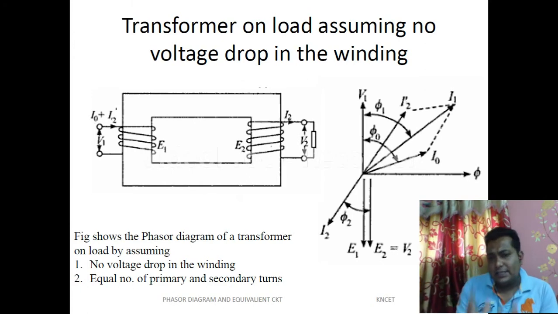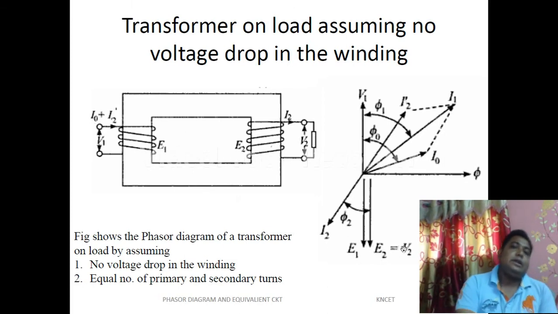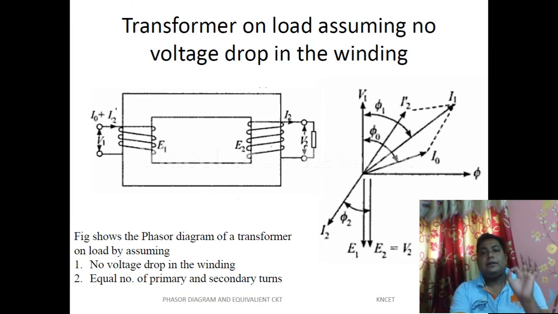So just see here, E1 is equal to E2 as there is no drop, and it is a 1:1 transformer. We can see both lengths are the same, and E2 is equal to V2, the terminal voltage.